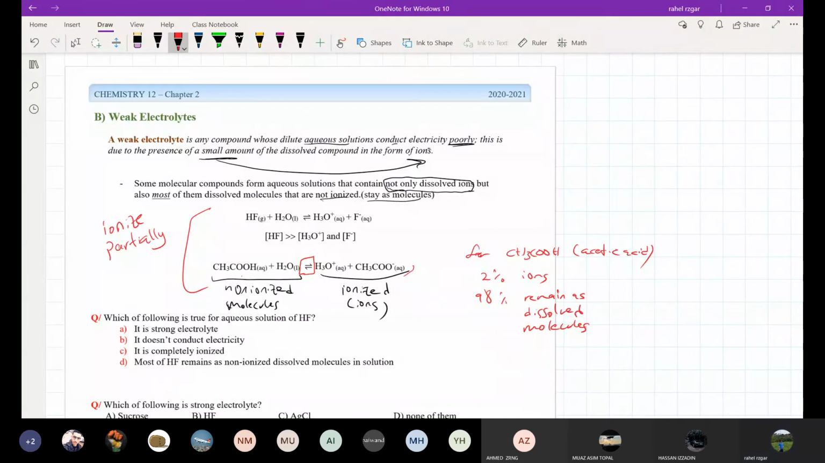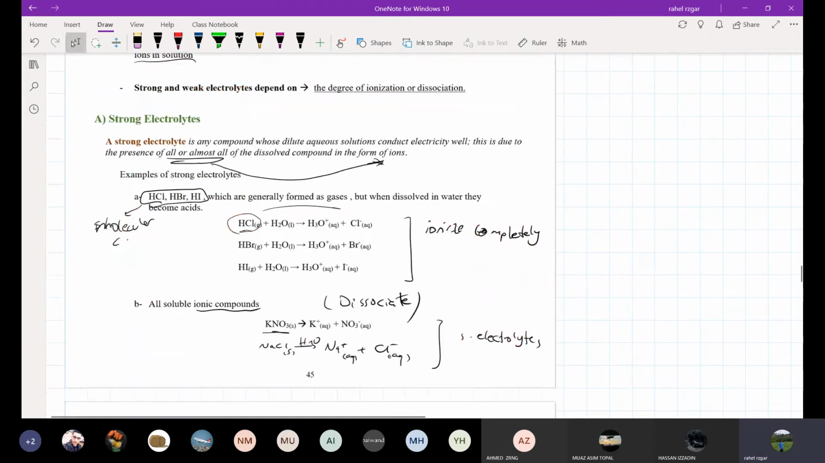I want to repeat: ionized partially. Due to this partial ionization, and we don't have a lot of ions, the electrolytes are weak electrolytes. So for weak electrolytes, you will memorize these two compounds, HF and CH3COOH. All right, and for this one, you will memorize these three: HCl, HBr, and HI.